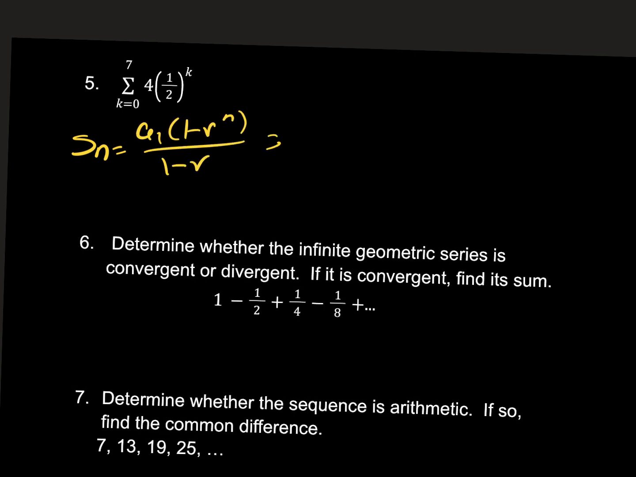Now this sigma is always the best because you can find everything really quickly. To find the first term, I'm plugging 0 in for k. And if I do 1/2 to the 0 power, anything to the 0 power is 1. 1 times 4 is 4. So the first term is 4.